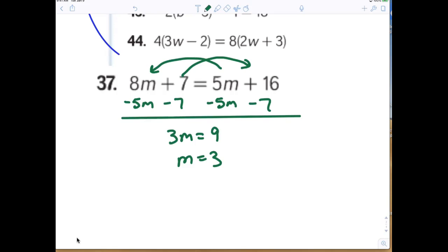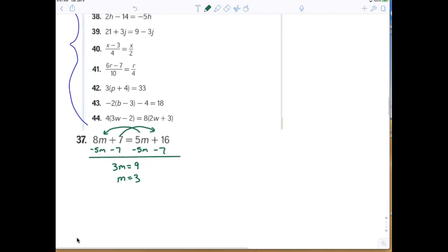Carter, you okay with that? Mm-hmm. Thomas? Ian, you good or not? All right, let's grab 38 real quick.